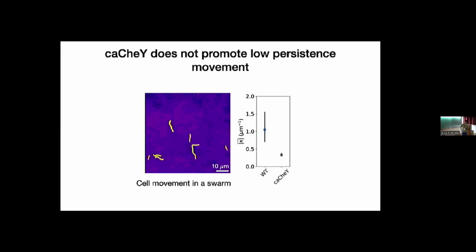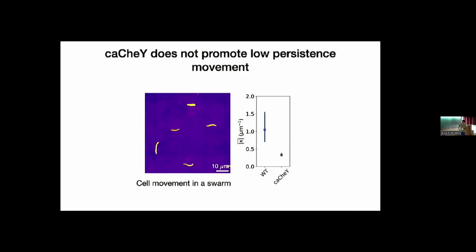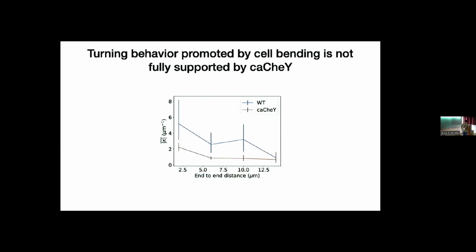This is a movie of the constitutively active KY in the delta KY cell. It's similar to the movement of the delta KY. And actually, we measured the trajectory curvature, and this is almost the same as the delta KY. Then we checked the relationship between the trajectory curvature and end-to-end distance, and we found that the turning behavior promoted by cell bending is not fully supported by the constitutively active KY, as shown in brown.